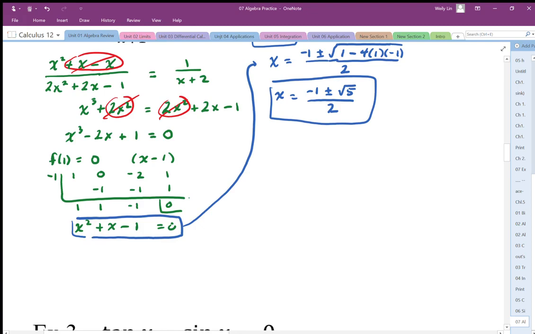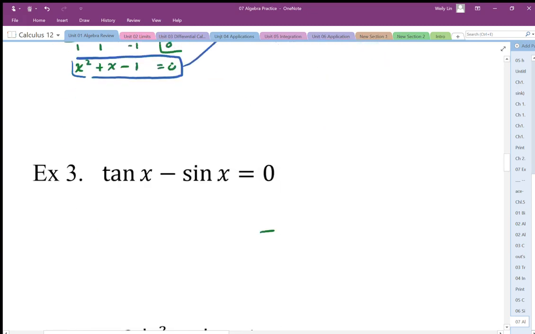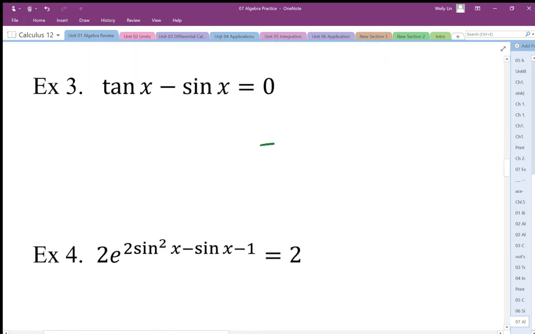Okay, so this next one here, looking at this, we can solve this by factoring. But before we factor, we need to see the terms that are the same. So I'm going to convert that tan into sine x over cos x minus sine x.